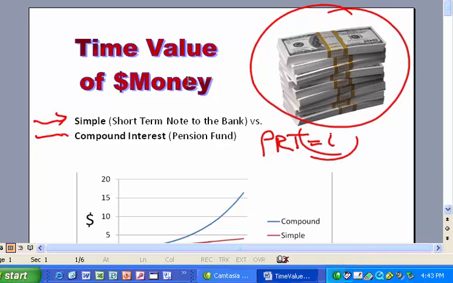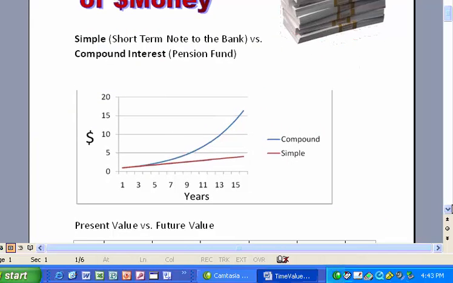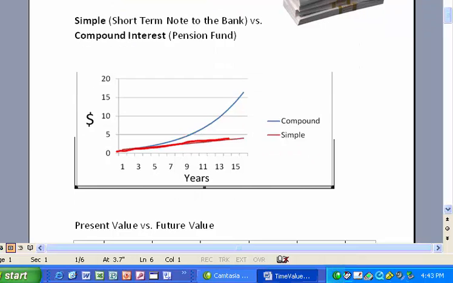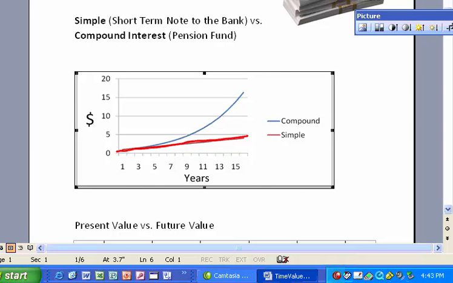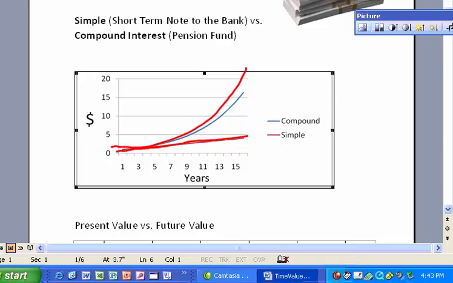The concept of compound interest is used in pension funds, or if you study bonds, look at long-term liabilities. They use compound interest. And if we slide down here to our graph, the simple interest is just that principal times rate times time. When we talk about compound interest, it grows because the interest is growing interest.